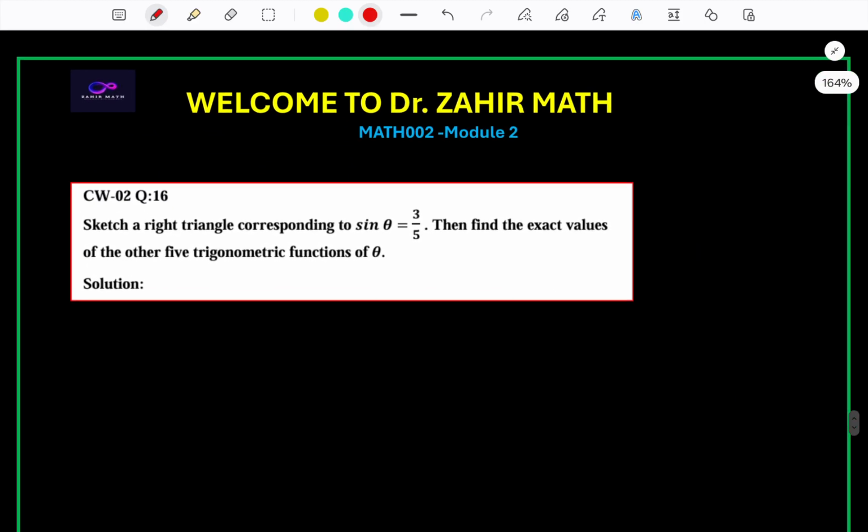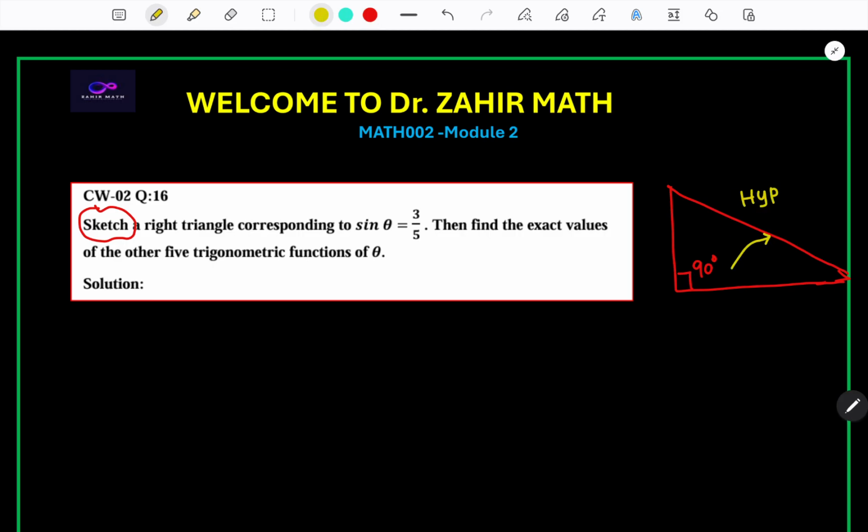Sketch the right triangle corresponding to sine theta is equal to 3 by 5. So the first task is to sketch. Let me draw the sketch. What do you mean by right triangle? The angle will be 90 degree. So opposite to 90 is hypotenuse. Let me mark the theta here, right? Opposite to theta is the opposite side. And the side which is down is adjacent, which is near to the angle.